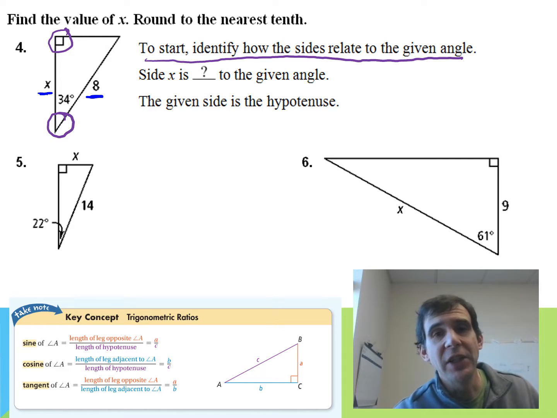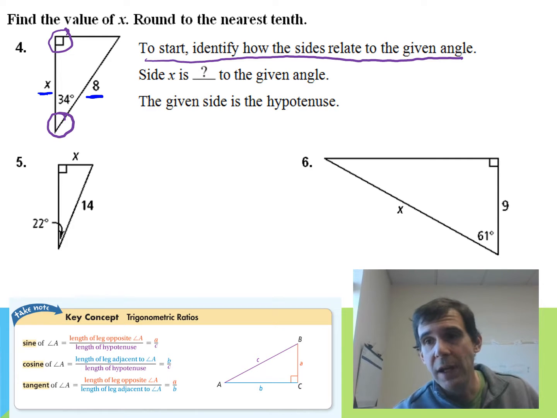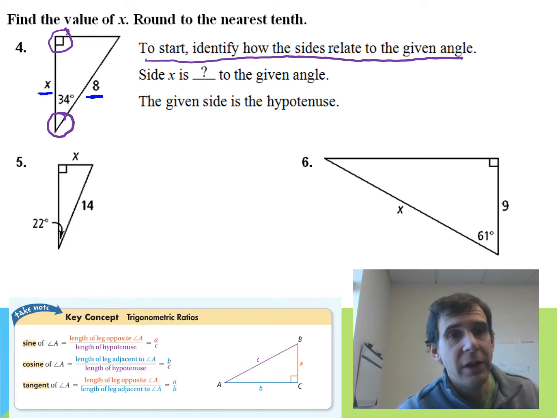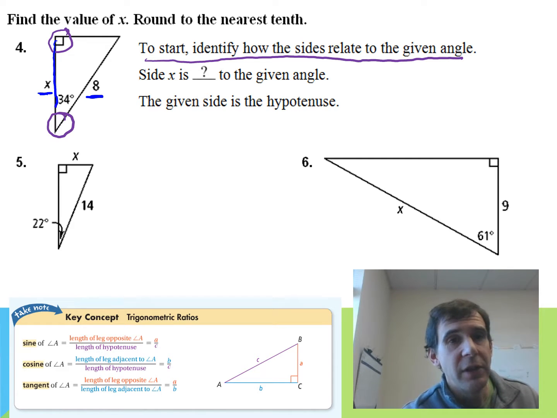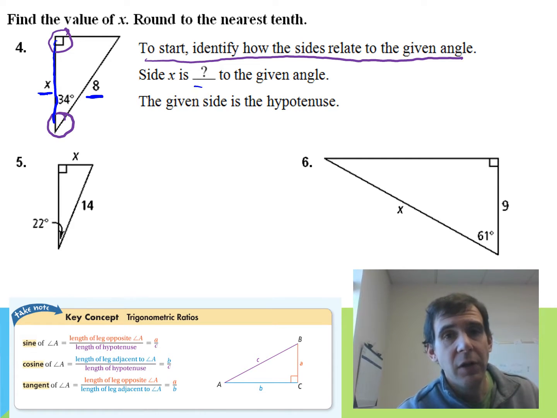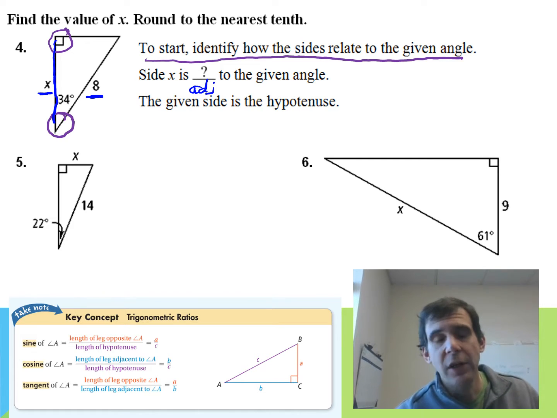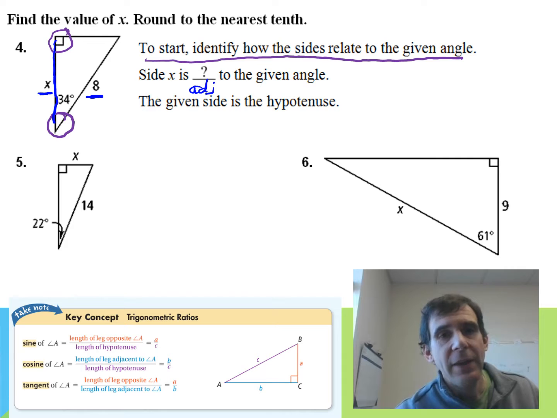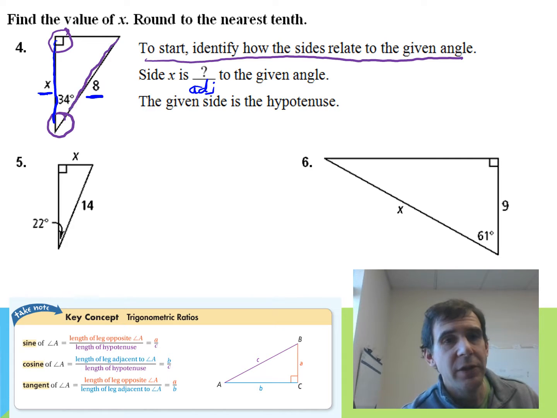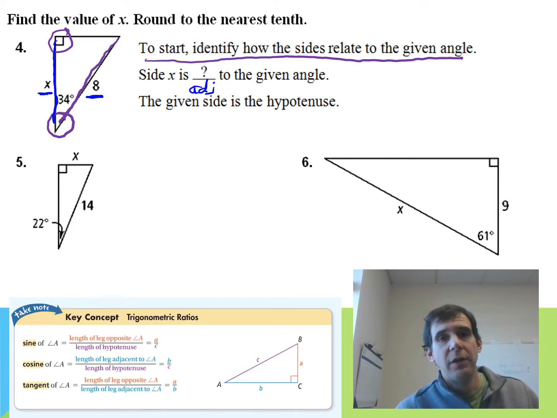Side x is blank to the given angle. Our given angle is 34 degrees. Side x, the side we're looking for, is what, adjacent or opposite? It is adjacent to the given angle. And then the given side is the hypotenuse. So what we have here is adjacent and hypotenuse.